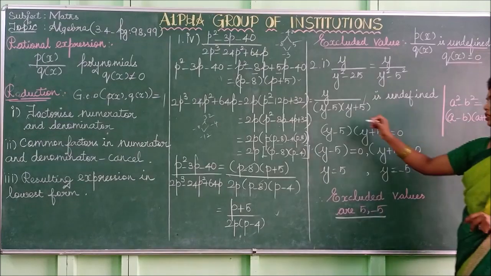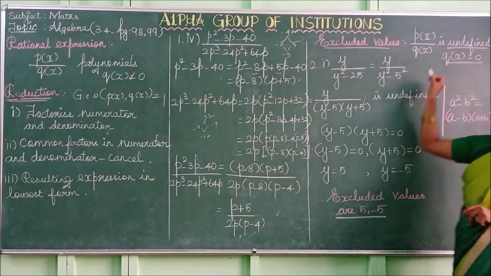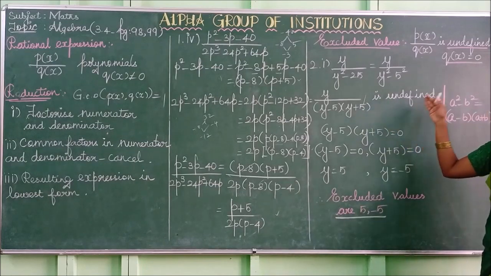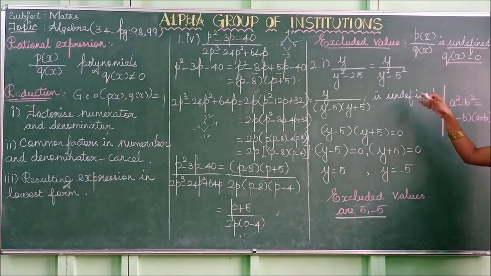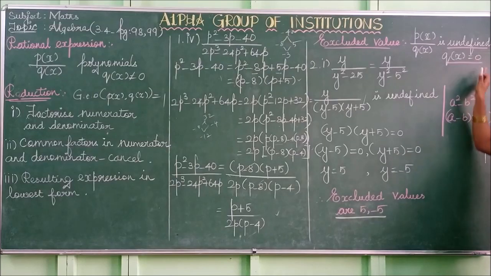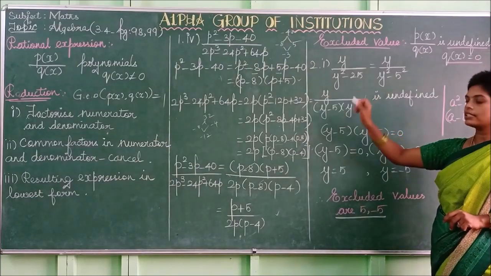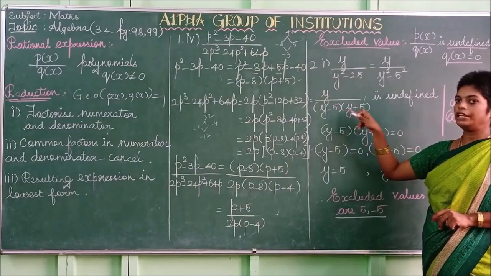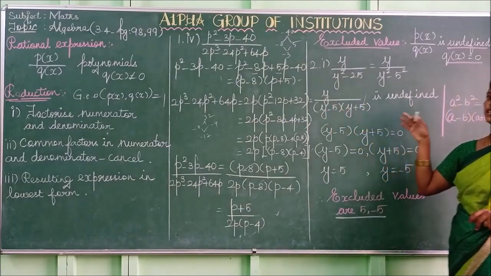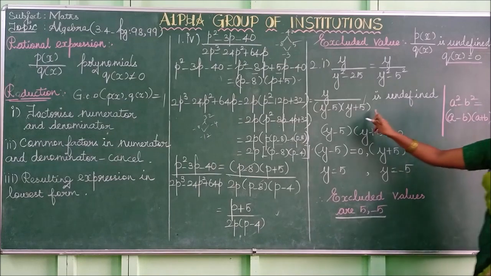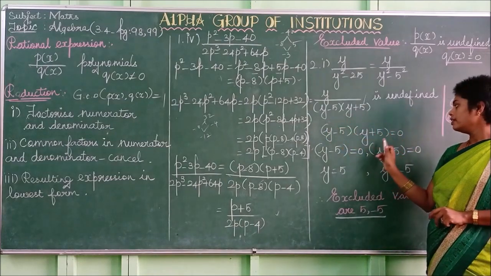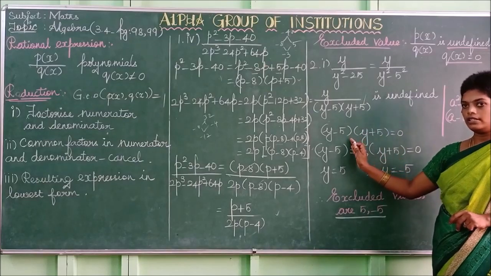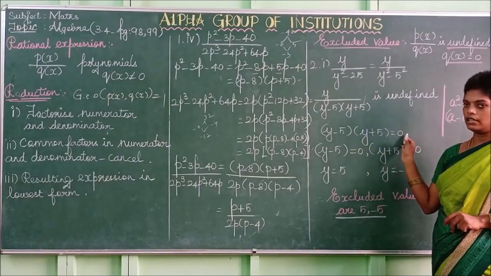Then substitute here. Then state the condition. The given statement is undefined. If the given statement is undefined, then you take q of x equal to 0. Here y is p of x. The denominator value y minus 5 into y plus 5 is equal to 0. Undefined means you have to take this denominator equal to 0. Then you take each term separately equal to 0, because both terms are in the product equal to 0.